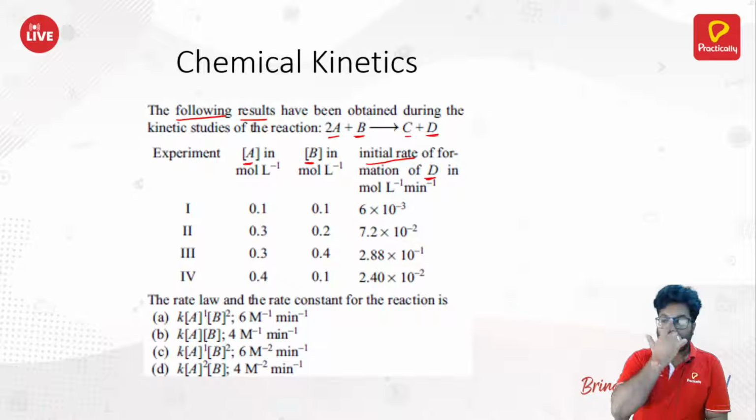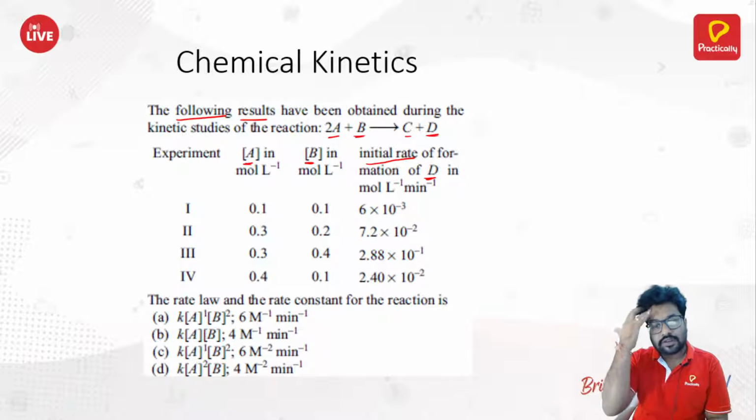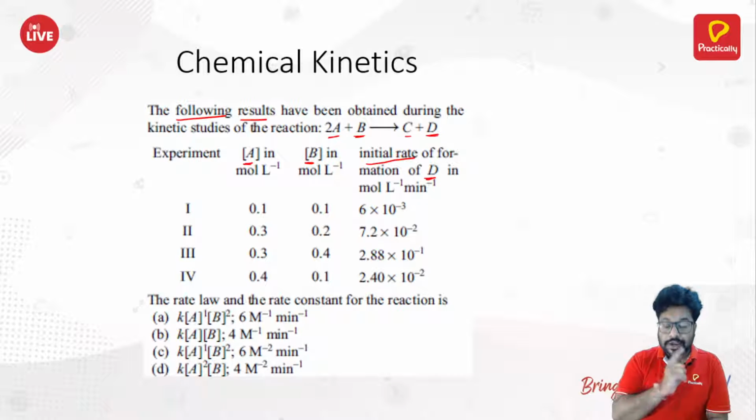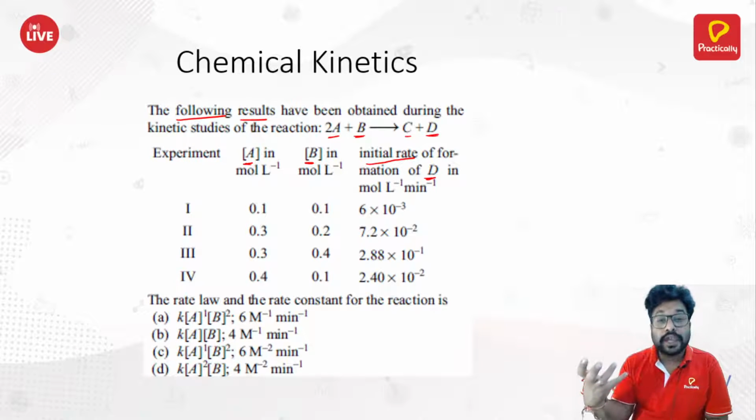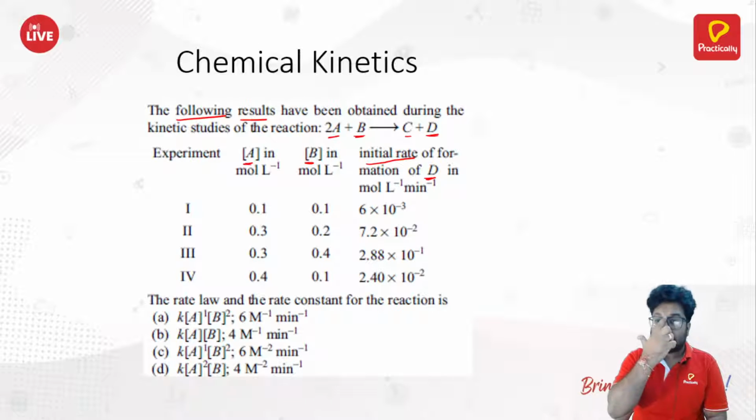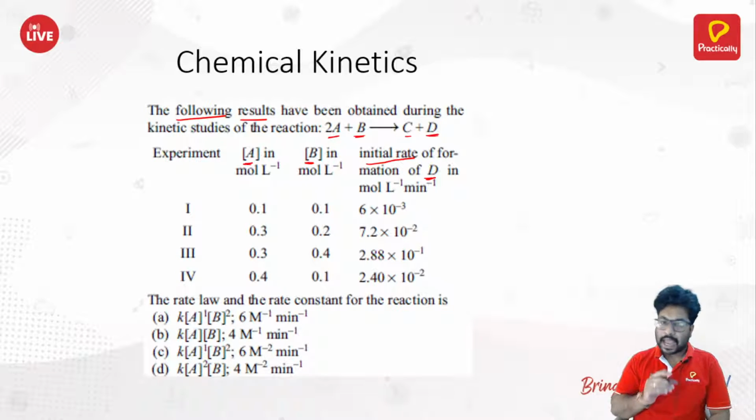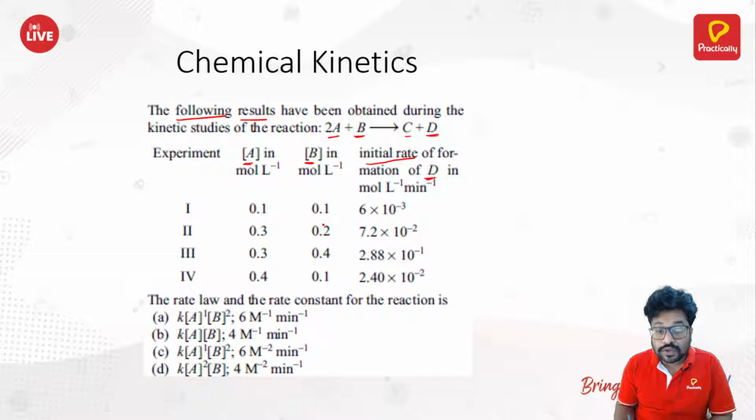Similarly, when you want to check the dependence of rate of reaction on the concentration of B, you need to keep the concentration of A constant and change the concentration of B, so that you see how the rate of reaction changes and find its dependence. I hope you are clear with this. To find out whether the rate is dependent on the concentration of A, we select those experiments where the concentration of B is constant. And what are those experiments? First and second, you can see here.